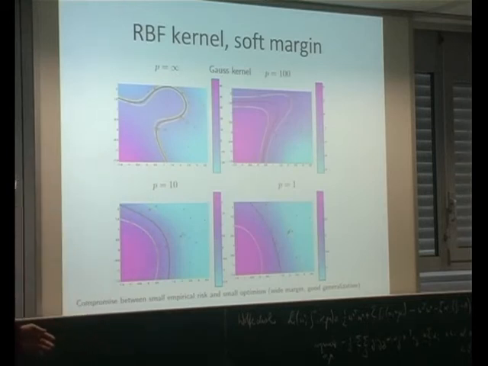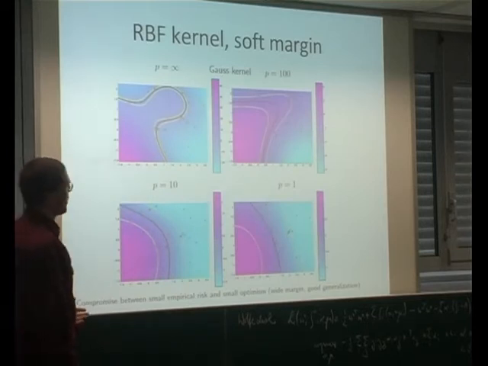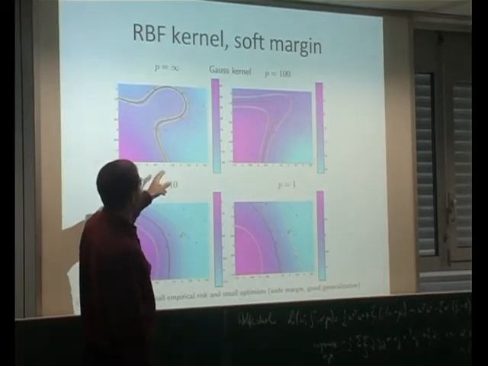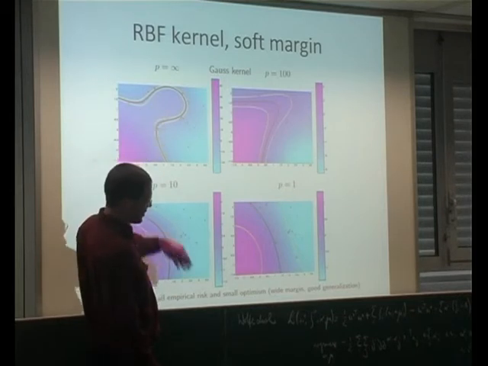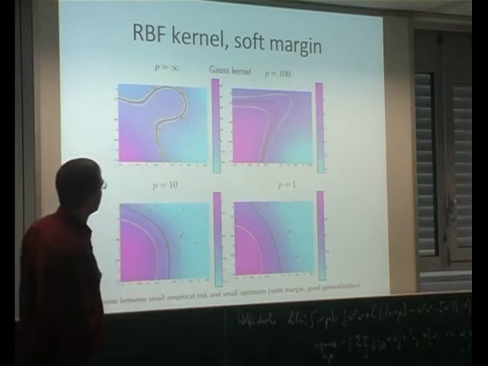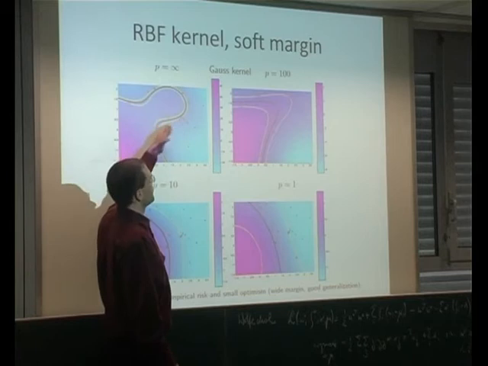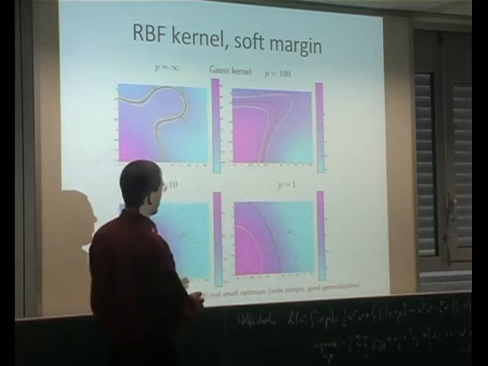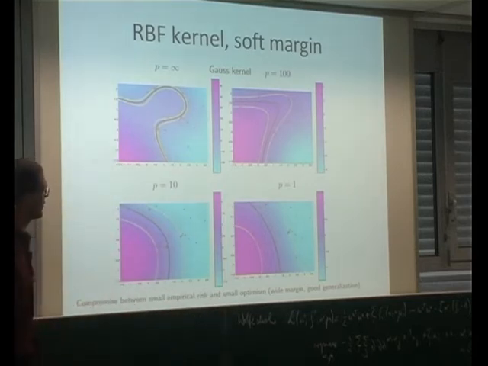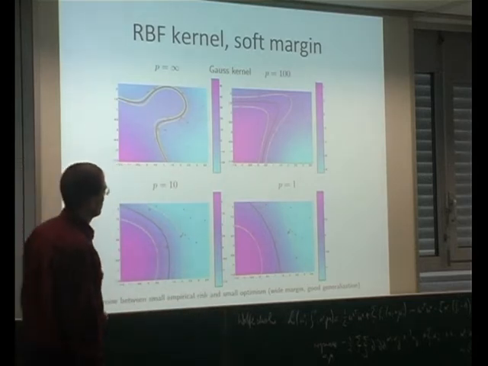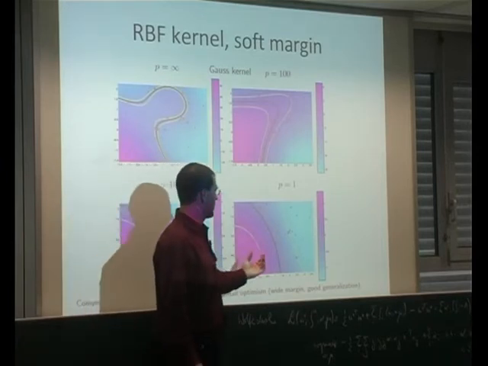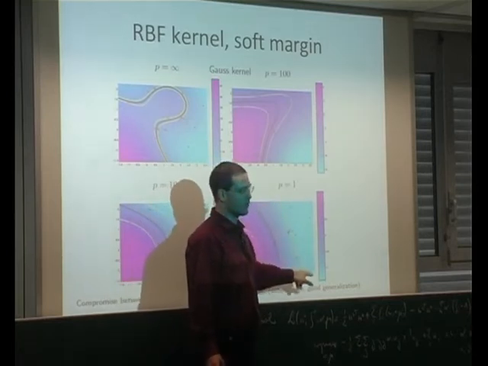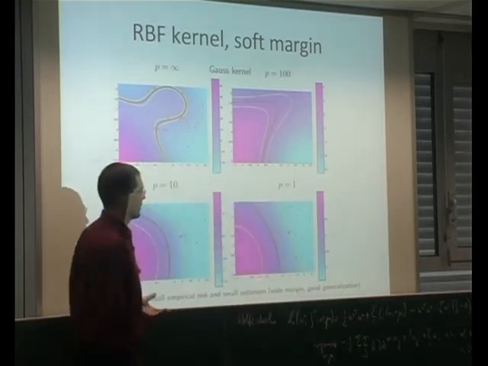And now I use the same standard deviation, but now I admit some slack. By setting this cost parameter, here I wrote P on the blackboard, it was C, to infinity, I get the hard margin case. By setting it to only 10 or 1, I obtain increasingly wide margins. So the consequences are twofold. On the one hand, the yellow lines always indicate the width of the margin, so my margin has become wider.